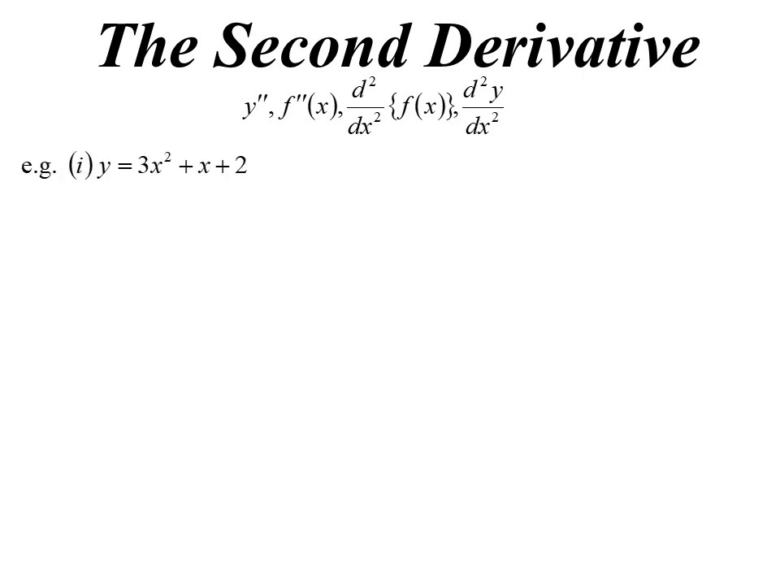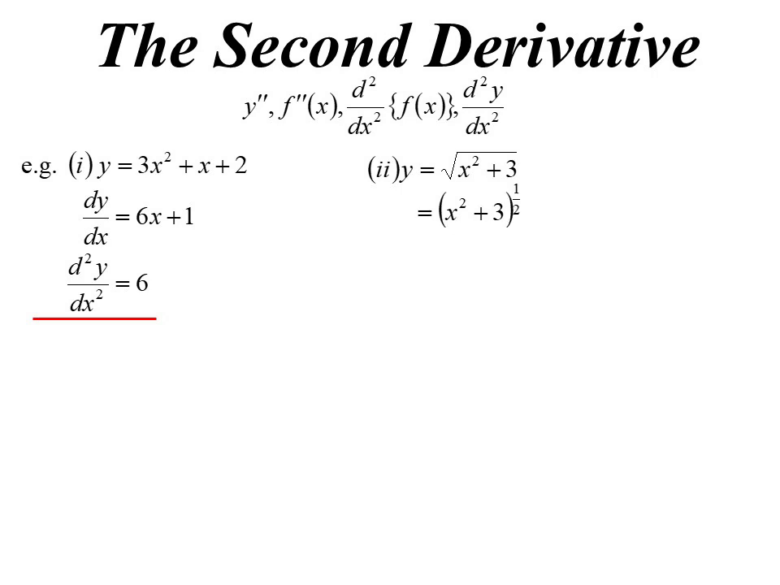Here's our function y. Find the first derivative, differentiate again, we get the second derivative. Ones like this involve a little bit more work because of course I've got to put this in index form first of all. In order to do this, chain rule, anarchy. Bring down the power, lower the power, diff the inside. There it is, nice and neat.